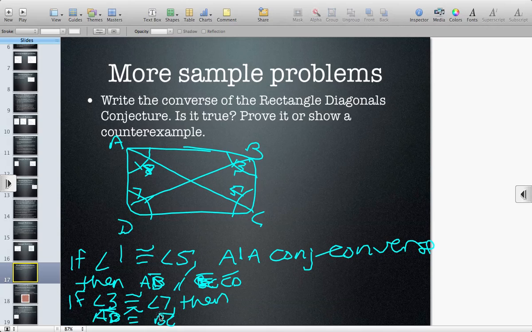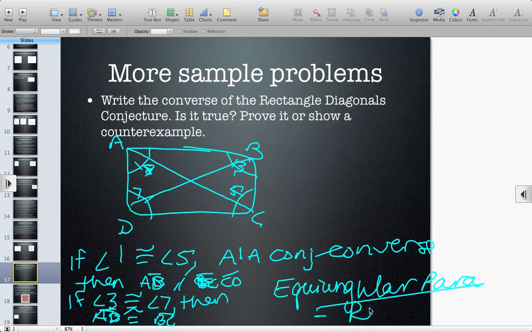So I have an equiangular parallelogram, which is the definition of a rectangle. So we have proven that yes, this is a rectangle, so the converse of the rectangle diagonals conjecture is true.